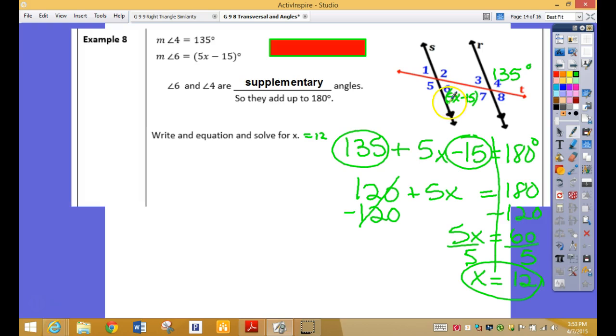However, if I put it in here, 5 times 12, 5 times x is 60, 60 minus 15 is 45. 45 and 135 equal 180? Yes, they do.